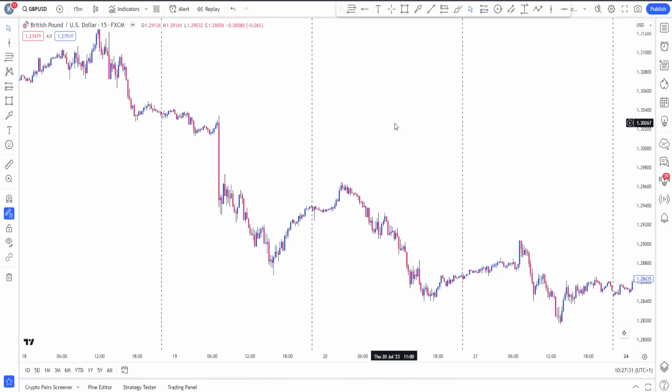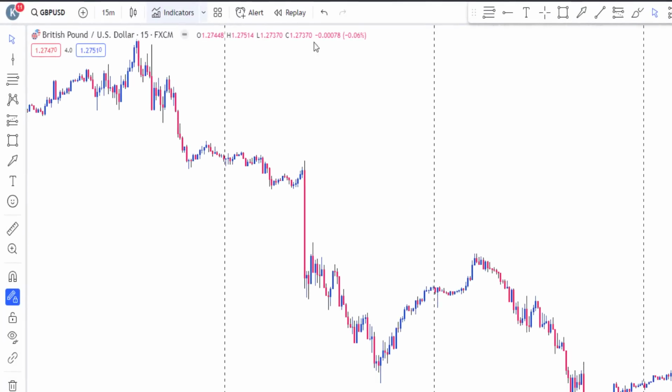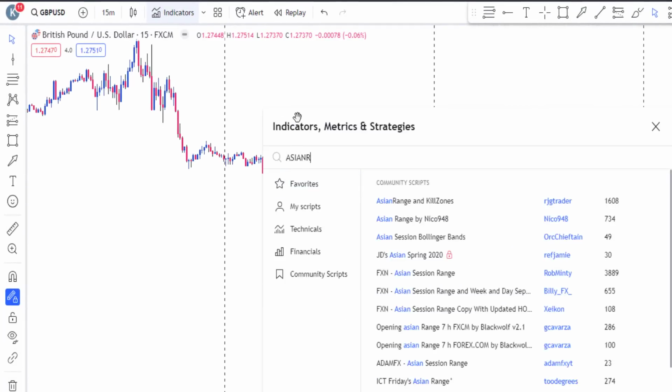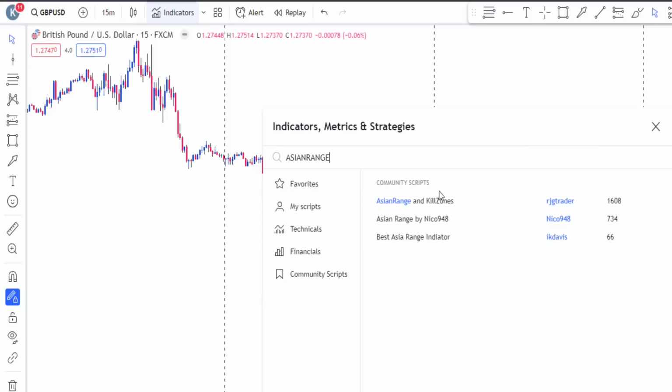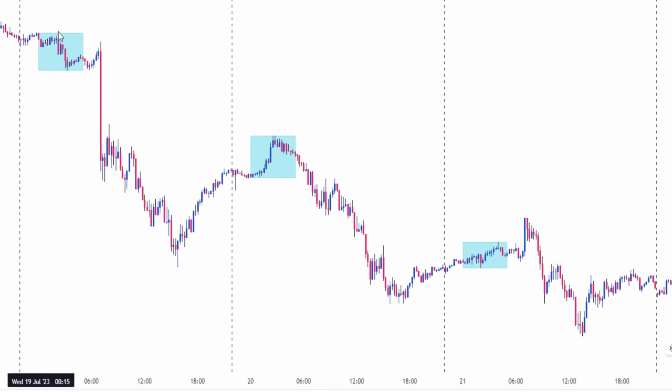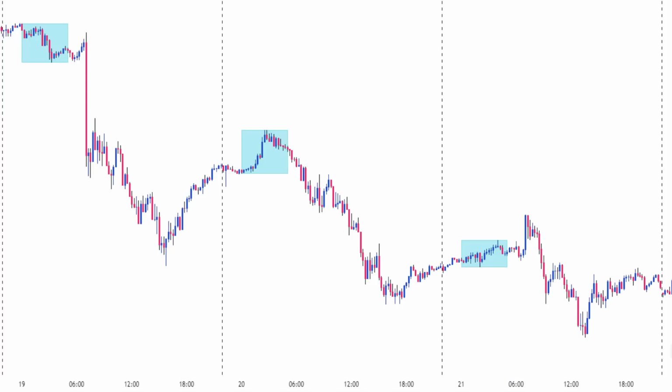And to get the Asian range, you can use this indicator. Simply come to indicators right here, click on Asian range, ICT kill zones. This one by this guy called RJG Trader. Click on it and it will help you mark out the exact time. So you can see this is the Asian range.